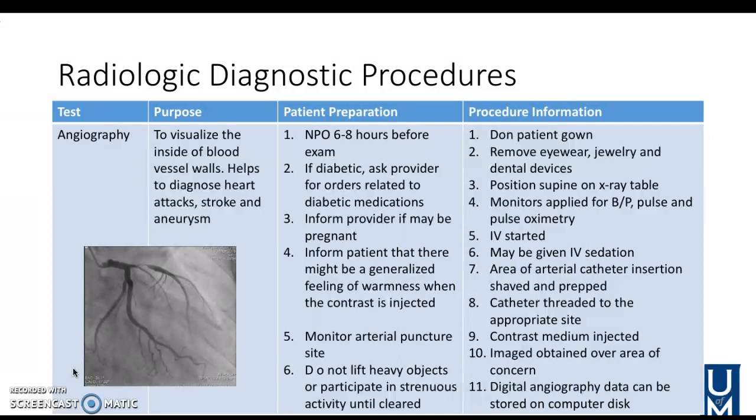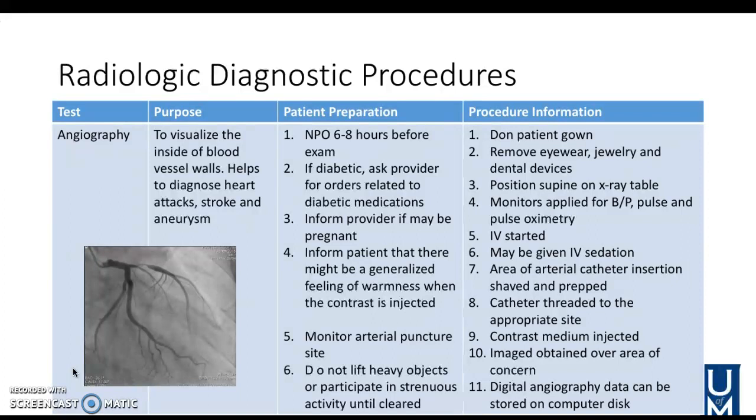So the patient is going to put on a gown. We're going to remove any eyewear, jewelry, or dental devices. This patient's going to lay on their back on the x-ray table. We're going to monitor their blood pressure, their pulse, and their oxygen level. They're going to have an IV inserted, and they may be given IV sedation medicine. An arterial catheter is going to be inserted.